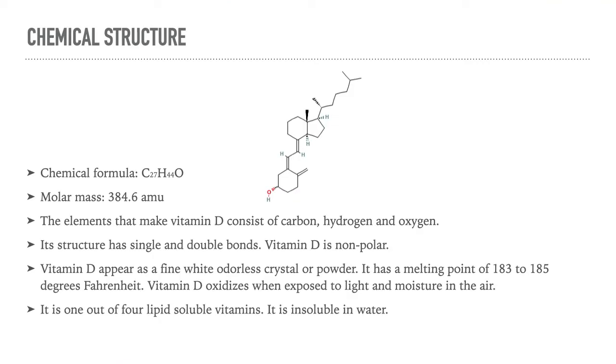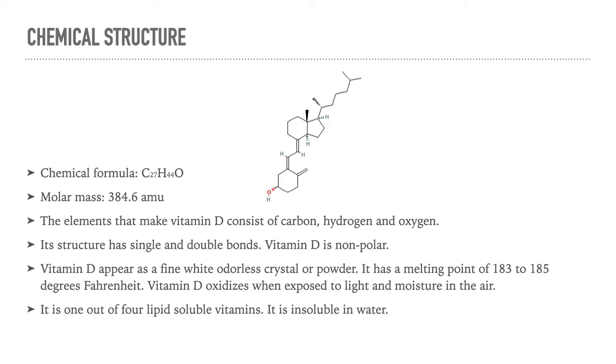So this is the chemical formula for vitamin D, which is C27H44O, which are carbon, hydrogen, and oxygen. Those are the elements that make up vitamin D. The molar mass for vitamin D is 384.6 AMU. Its structure has single and double bonds, and vitamin D is nonpolar.